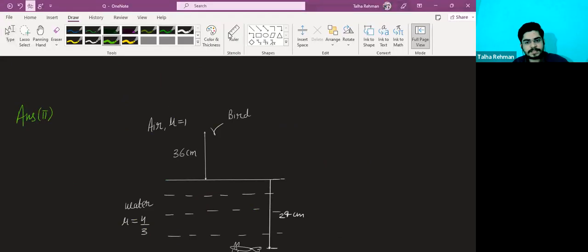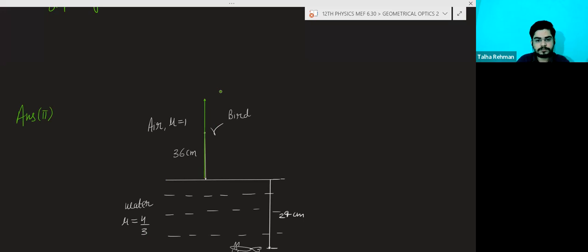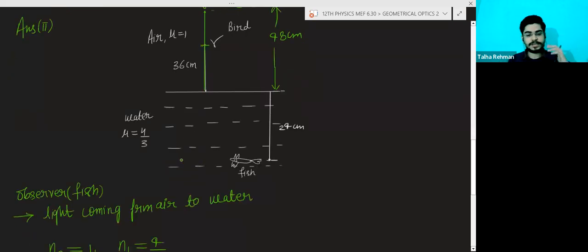This bird will appear at a distance of 48 centimeter, means somewhere here. This is the actual position and this will be the apparent position of the bird. And this apparent position is at a distance of 48 centimeter from the surface. I have told you we will take the distance from the surface for calculating this formula.